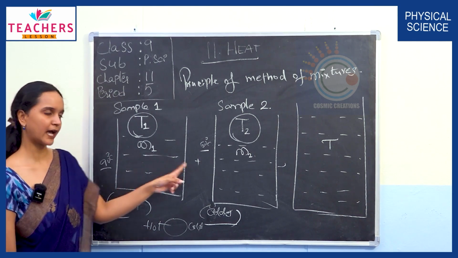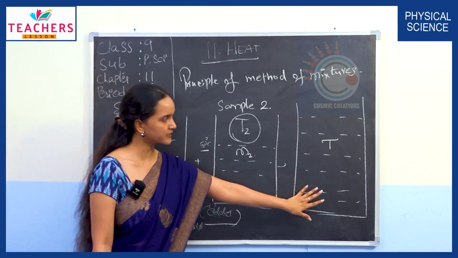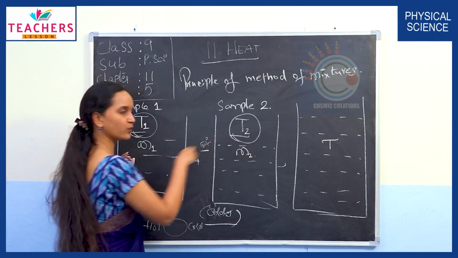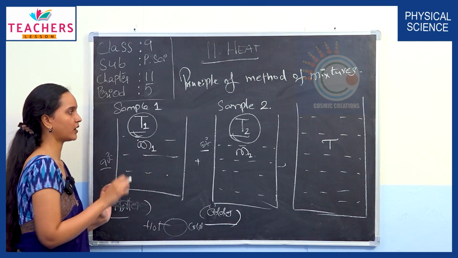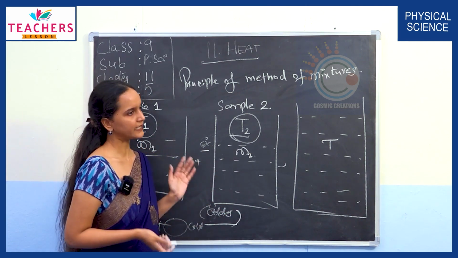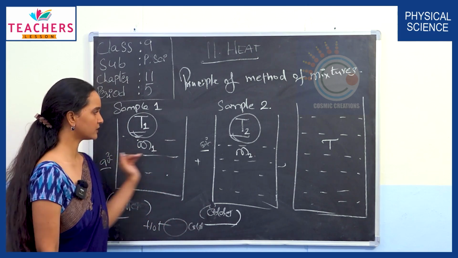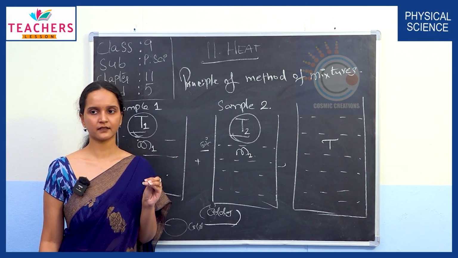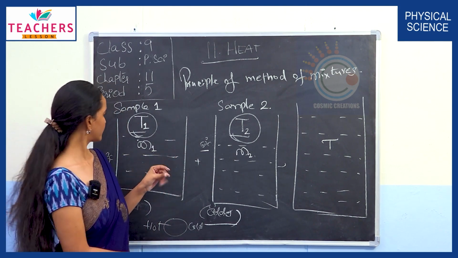Same thing happens here. So this mixture will have a temperature in between T1 and T2. That means less than the hotter one but greater than the colder one. Why? Because heat energy flows from hotter to the colder objects. That's what is happening. Clear up until this point?